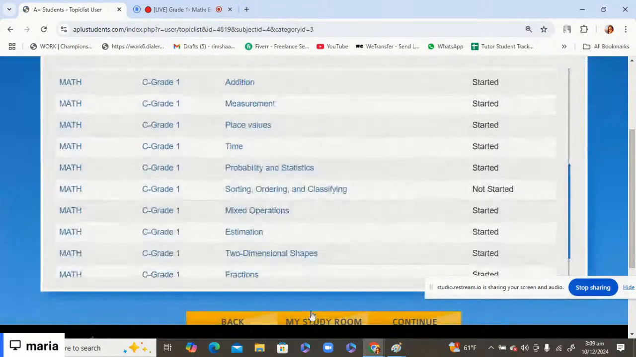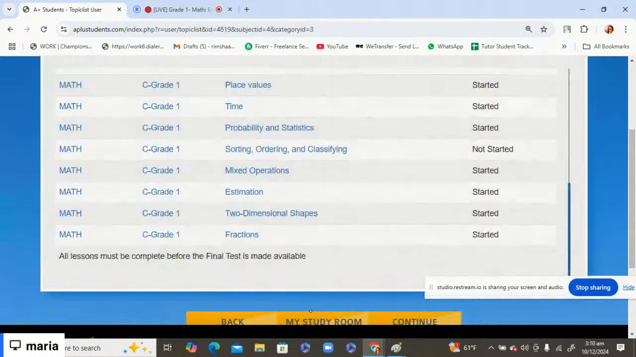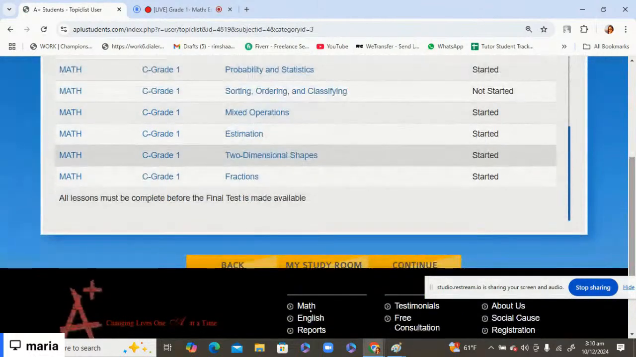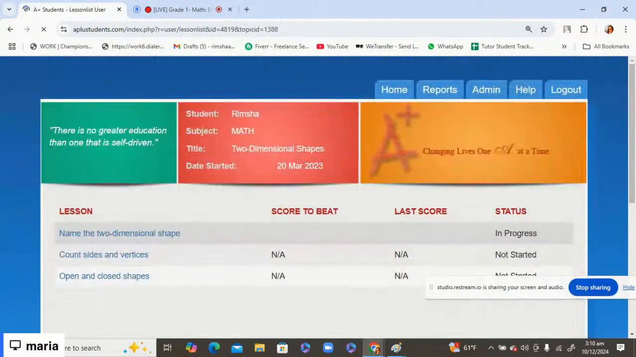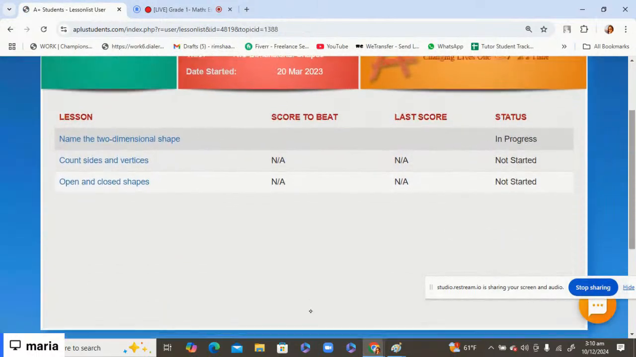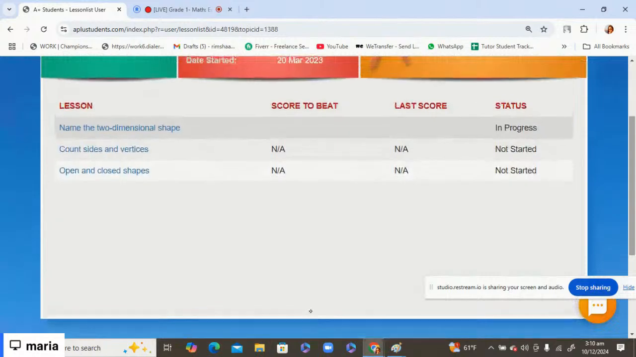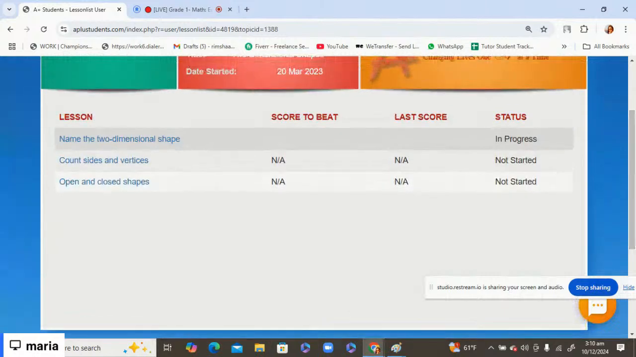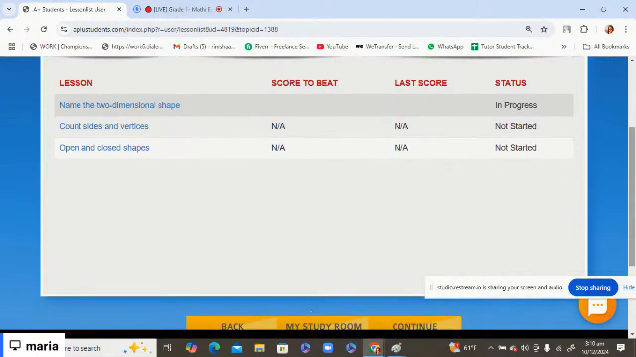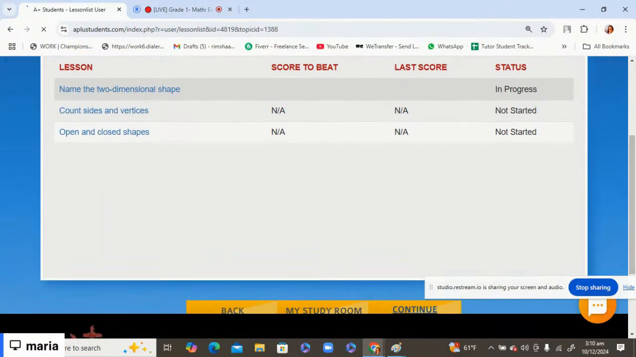The next chapter is two-dimensional shapes. Here we're going to start, and we are going to basically complete this chapter as well. There are only 3 lessons. The first lesson is name the two-dimensional shapes, count sides and vertices, and open and closed shapes. So let's start with the first one, name the two-dimensional shapes.